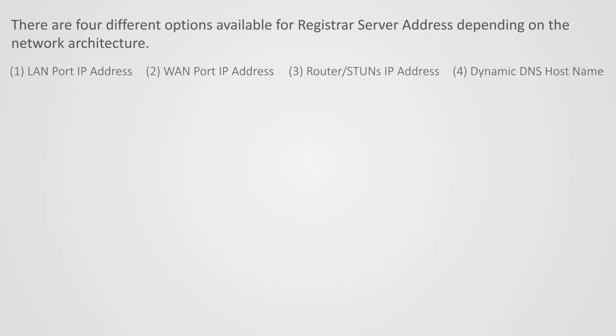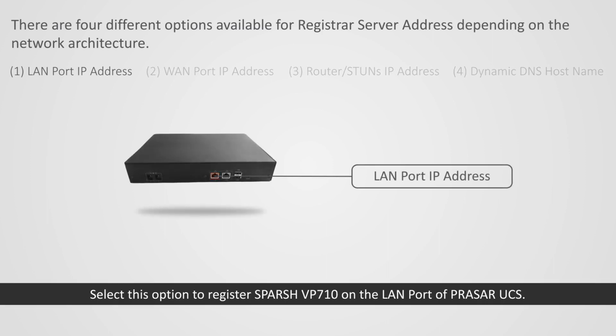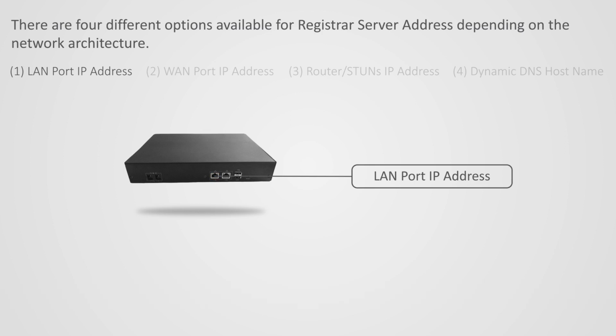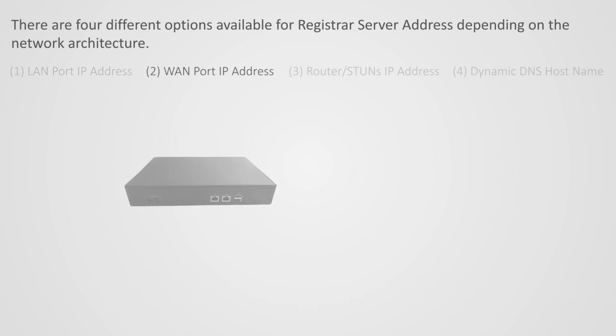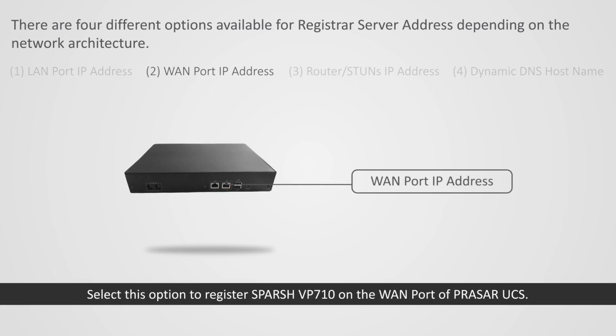First, LAN port IP address. Select this option to register SPARSH VP710 on the LAN port of PRASAR UCS. Second, WAN port IP address. Select this option to register SPARSH VP710 on the WAN port of PRASAR UCS.